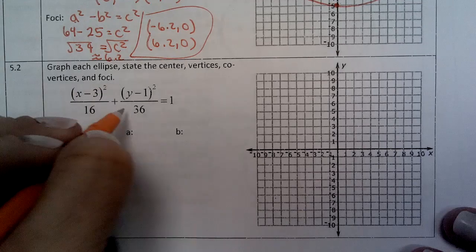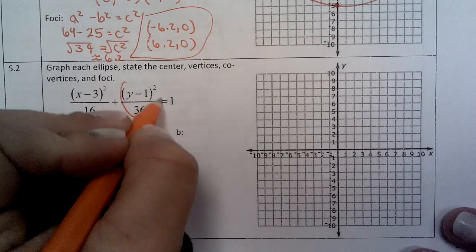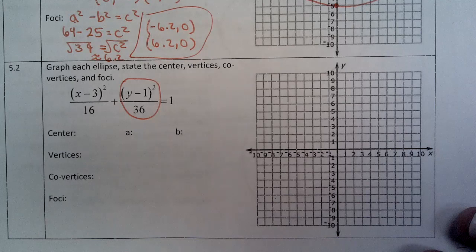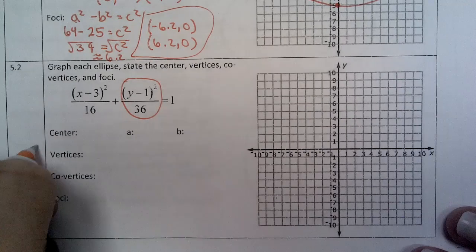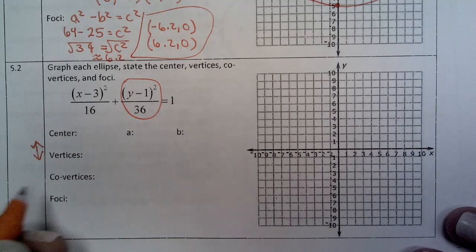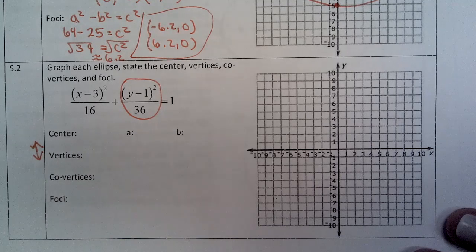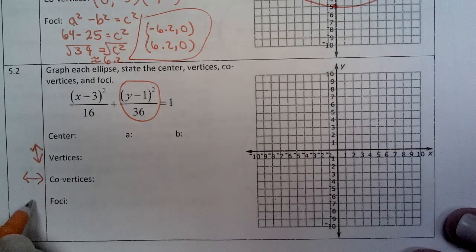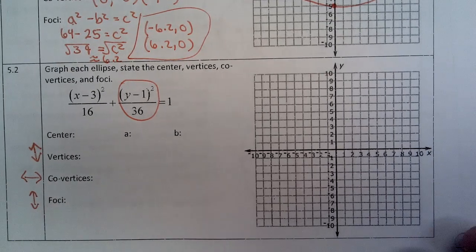So the first thing I'm going to do is find my A. So my A term is my biggest term. So we know that this thing is going to open up and down. So my vertices are going to be up and down. My co-vertices are going to be left to right, and my foci will be up and down.